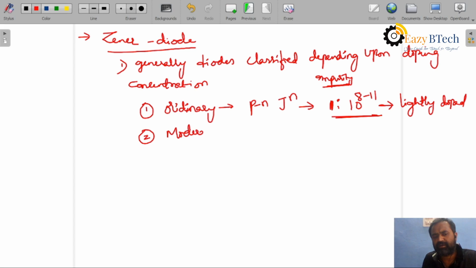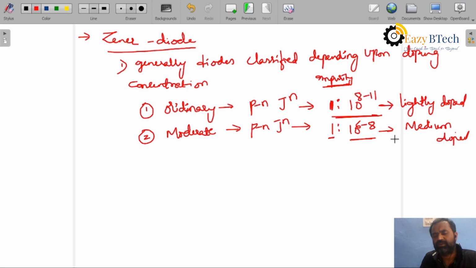Now second, moderate. That moderate PN junction diode has 1 impurity atom in 10 power 6 to 8. This we will call medium doped. This PN junction can be represented as a Zener diode.